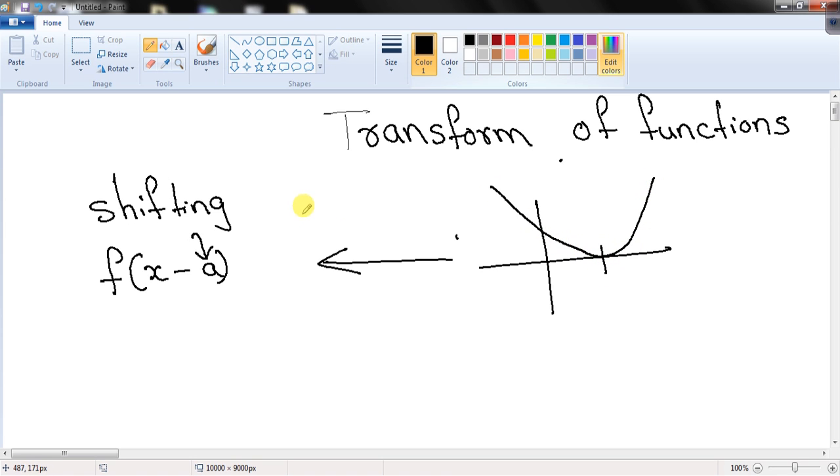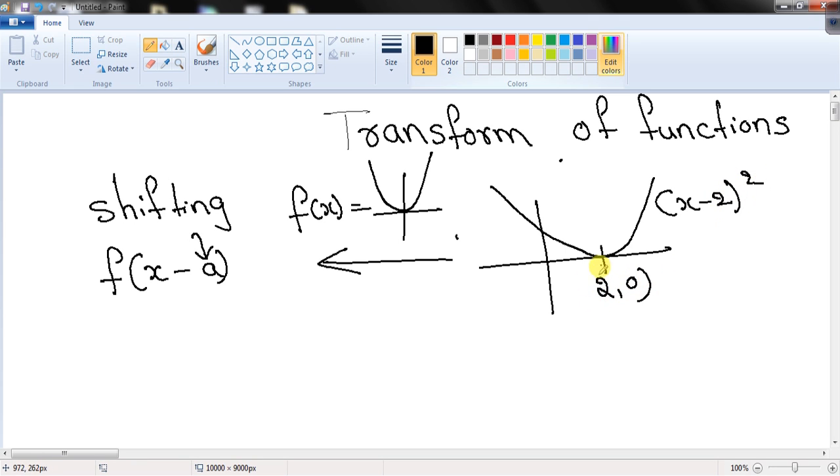For example, if the graph of f of x is x square, this is the graph of f of x equal to x square, then the graph of x minus 2 whole square is shift the graph 2 units towards positive x-axis. This is 2, 0. So I need to shift the graph towards positive x-axis. That is the meaning of f of x minus a.